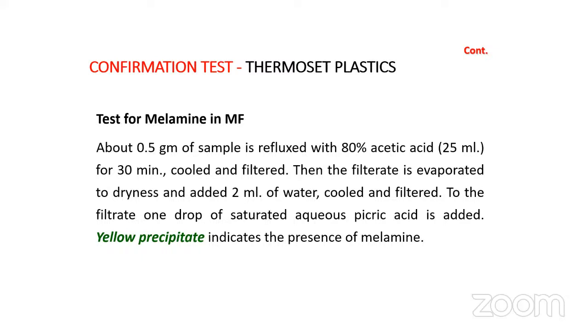If we get a yellow precipitate after doing this experiment in your container, then your polymer contains the melamine part. This is a chemical procedure to identify whether melamine is present in your polymeric system or not. Have you understood? Yes, sir.